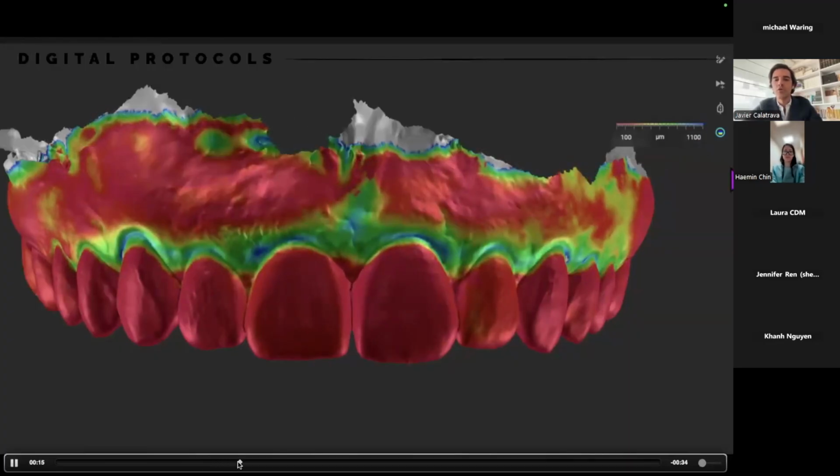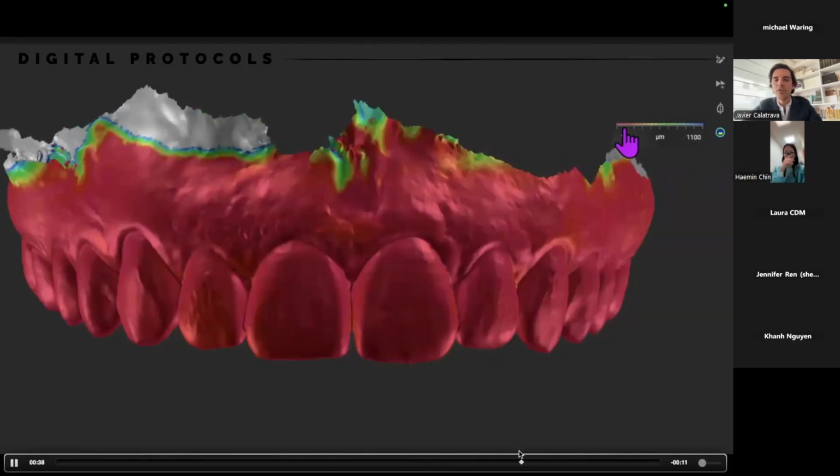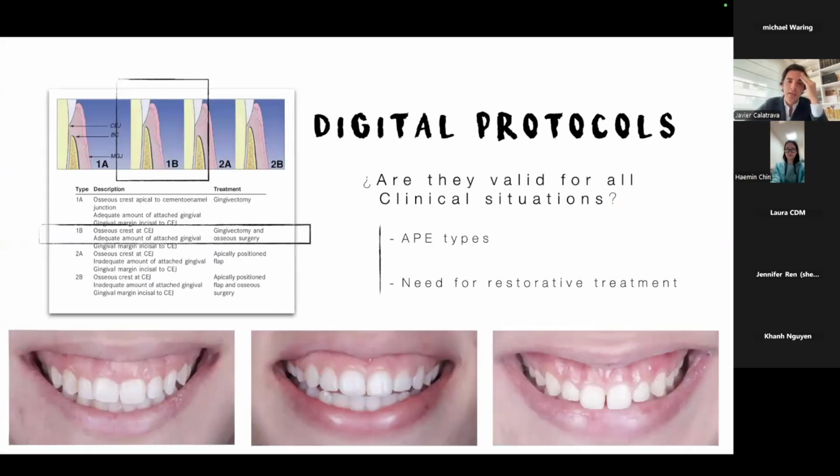Red means that there's been no change. But if we change from 3 months, look here, from 3 months to 12 months, look at the change. There's been absolutely no change. It's all red. So that means that the gingival margin is completely stable. Why? Because we performed the surgery guided digitally and biologically oriented. We've already published this together with other contemporary digital protocols, like for example, tooth autotransplantation, guided implants, etc.